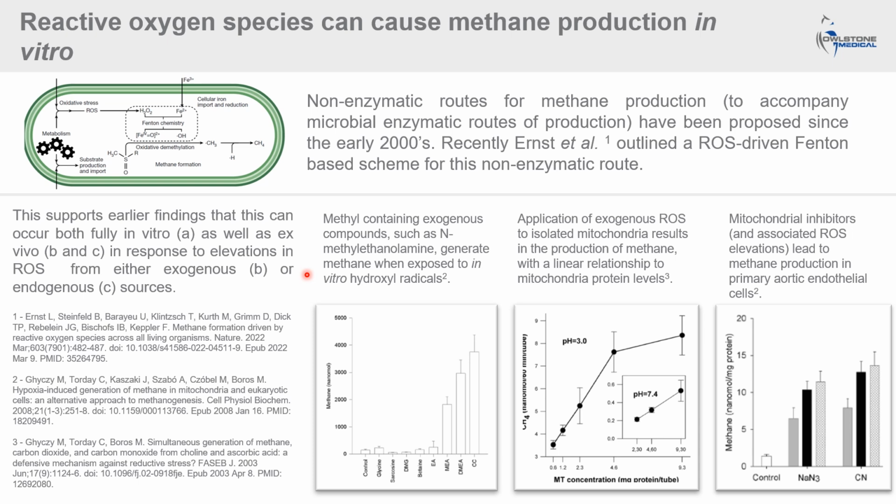They firstly looked at the effect of in vitro hydroxyl radicals on some of those methane-containing compounds, demonstrating a significant release of methane in the presence of oxidative stress from some of these endogenous compounds. They took it a step further, taking this from in vitro to ex vivo, isolating liver mitochondria, putting them into a high oxidative stress environment and demonstrating significant release of methane over time with a linear correlation to the amount of mitochondria present.